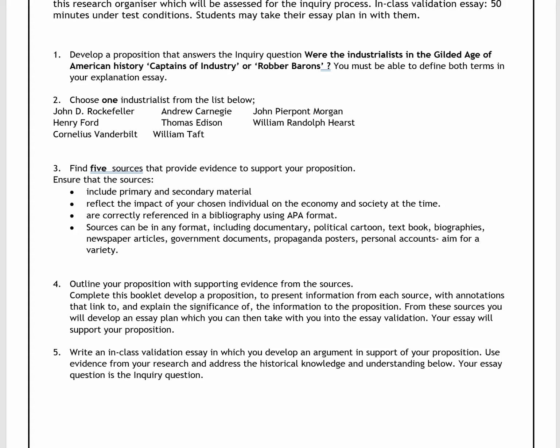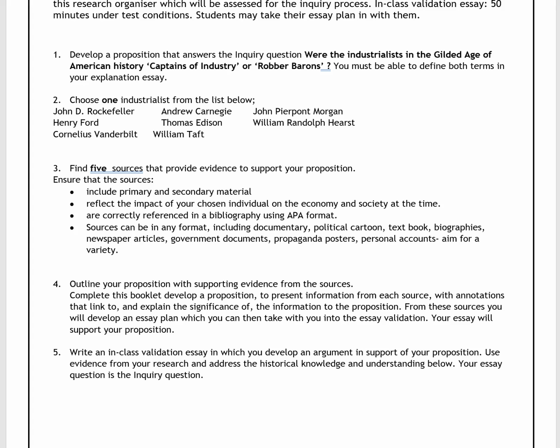So what you're looking for is just 5 sources. You might find 20, you might find 15, but you've just got to pick the 5 sources that you're going to use to support your proposition. So you're going to answer that question really. Were they either captains of industry or robber barons? That's the position that you're going to take, and we'll go into more of that.